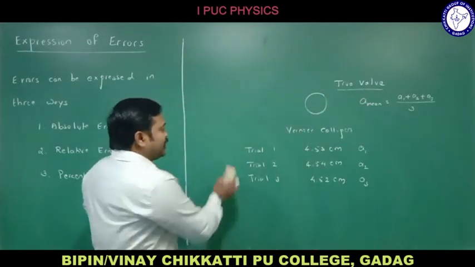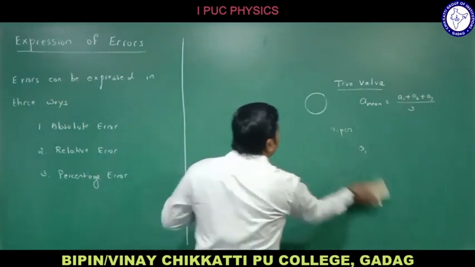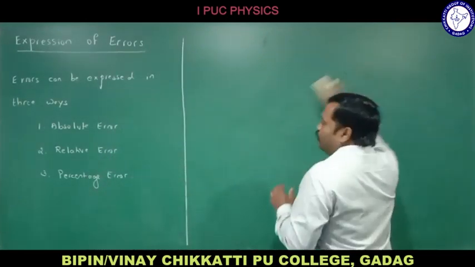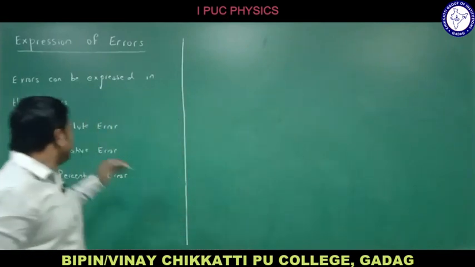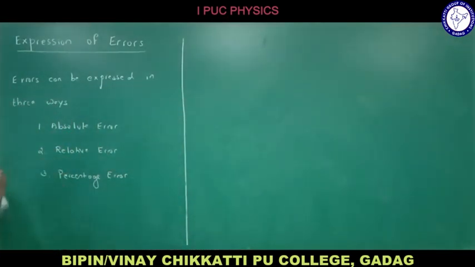So after understanding this, how we actually do the experiments, let me go with these errors now. First one is absolute error, relative error, and percentage error.